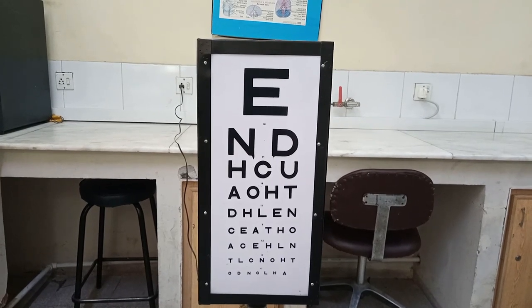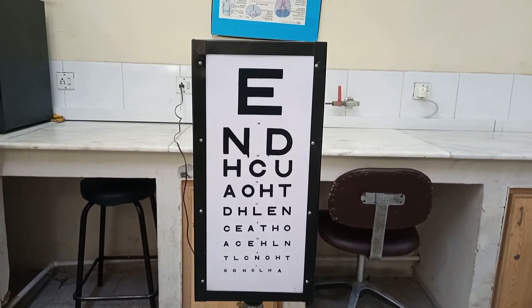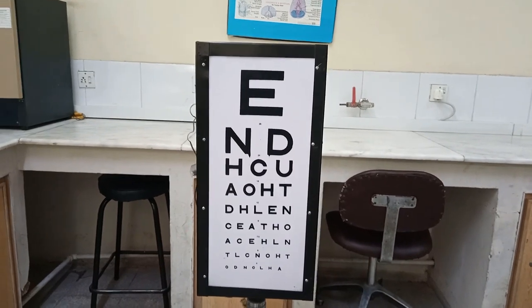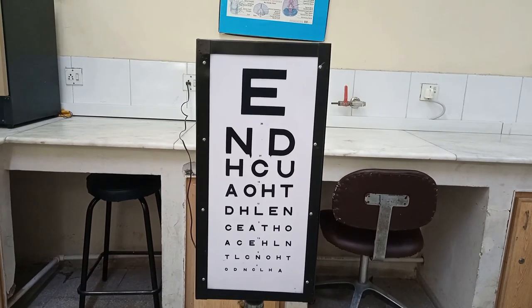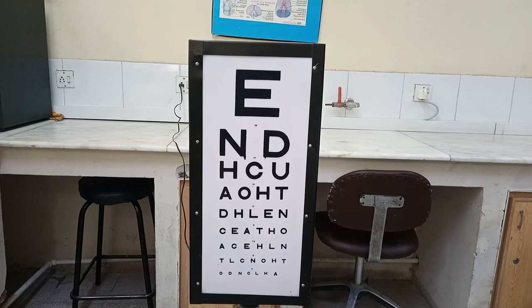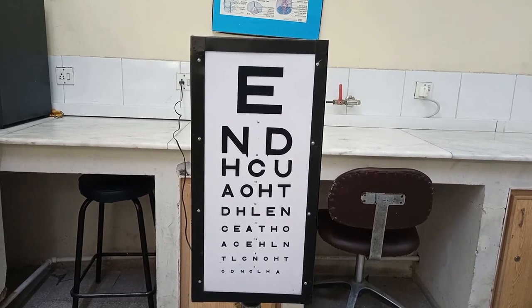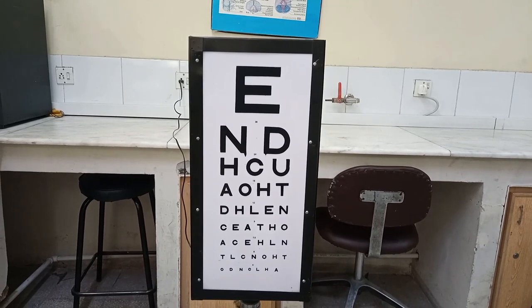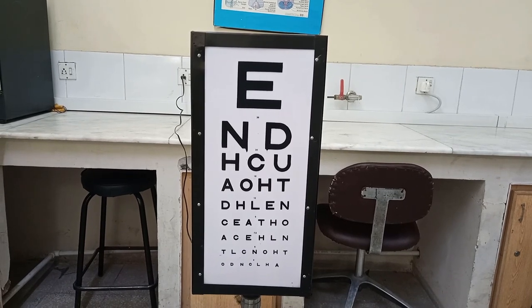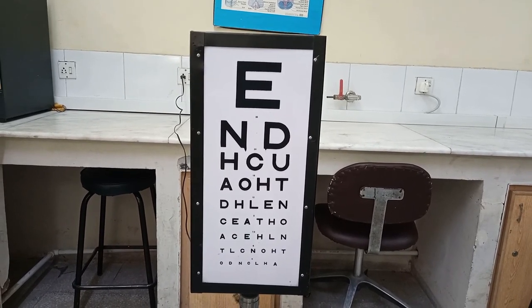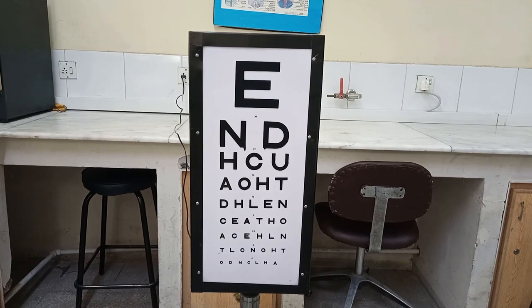Someone might say that my visual acuity is 6x12. What does this mean? It means that he or she can see at a distance of 6 meters what a normal person would see at a distance of 12 meters. So this is not normal. That is what we call visual acuity.